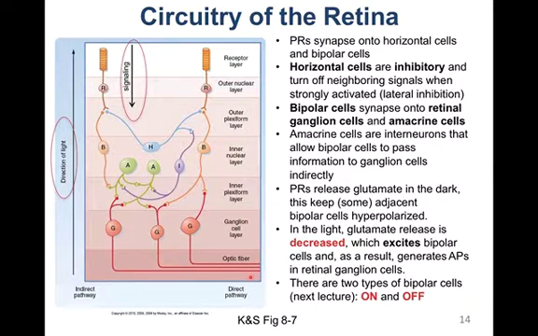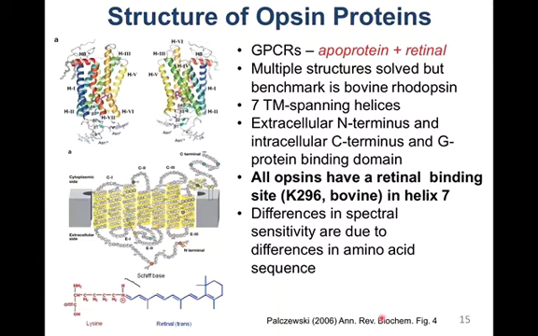It's a little more complicated than that because there are two different types of bipolar cells. On bipolar cells are turned on by the light, they're excited by the light, and there are off bipolar cells that are turned off, that are inhibited by the light. It's always true that a photoreceptor will hyperpolarize in the light and decrease glutamate release in the light. But the response of the bipolar cell will be determined by the type of glutamate receptor that bipolar cell expresses. Okay, so next time we'll talk about on bipolar cells and off bipolar cells.